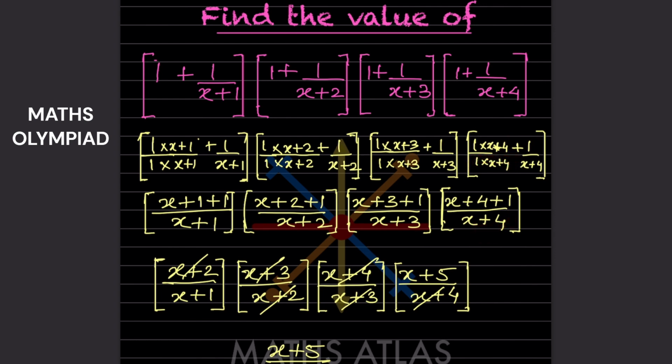So now what you can see here, x and this 1 plus 1 becomes 2. That will be x plus 2. Denominator same. Here it is going to be x plus 3. Denominator this is the same. Here it is going to be x plus 4. The denominator the same. Here it is going to be x plus 5 and the denominator the same.